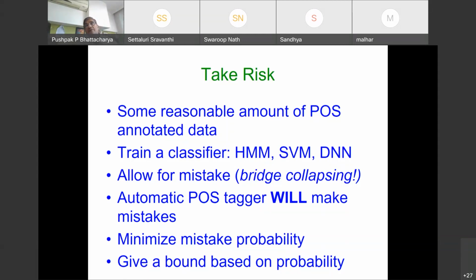Okay, so let me finish the lecture with one statement. The sum of normally distributed random variables is also a normal distribution. Remember this. Okay, thank you.